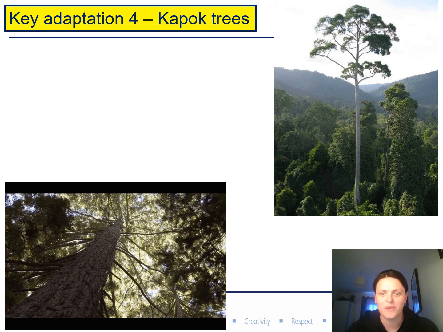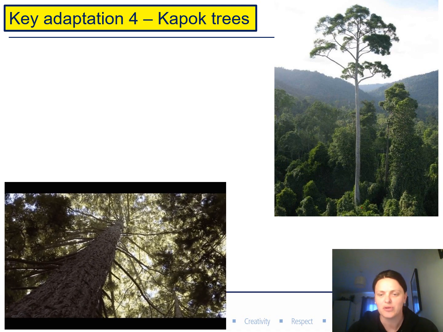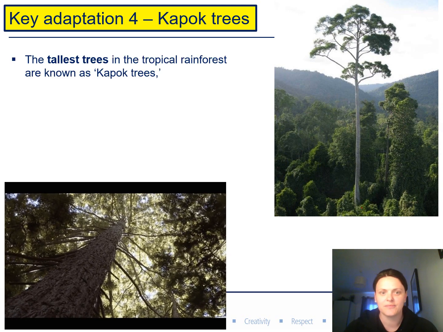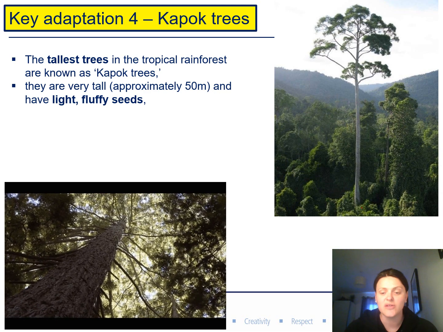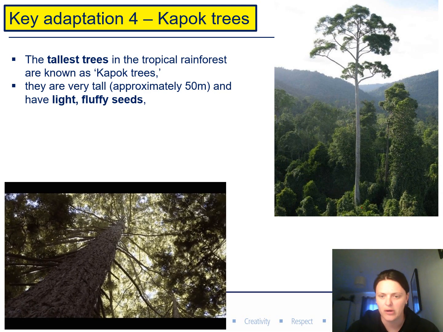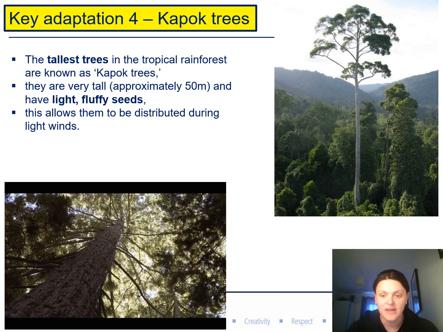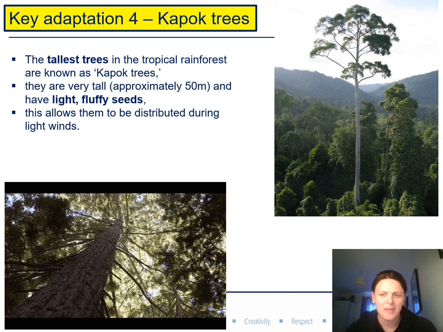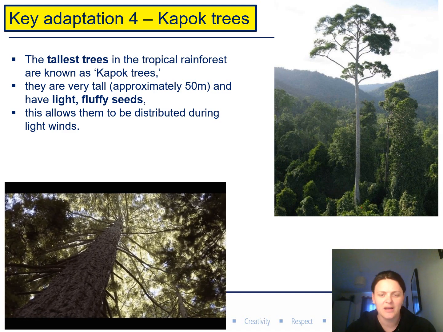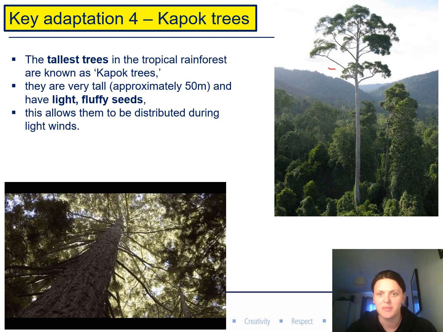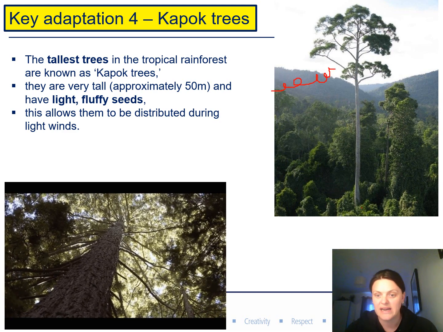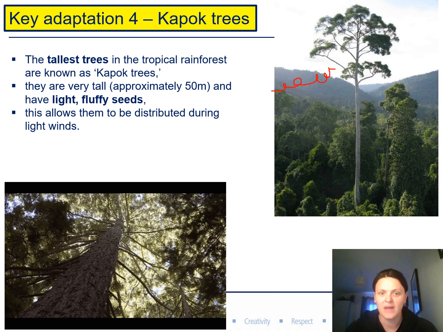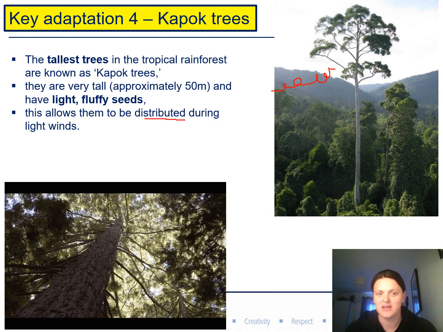Okay, here's another one then, what we're talking about, the really tall trees, these kapok trees. These are the trees with the big buttress roots at the bottom. So these are the tallest trees in the rainforest, and they're known as kapok trees. They are very tall, they can reach 50 meters in height, and they have light, fluffy seeds. Now, why do you think they'd be light and fluffy? Well, yes. So when they are released from the tree, they can travel really, really far distances in the wind. They can be carried along by the wind. This means that they can be distributed during light winds.